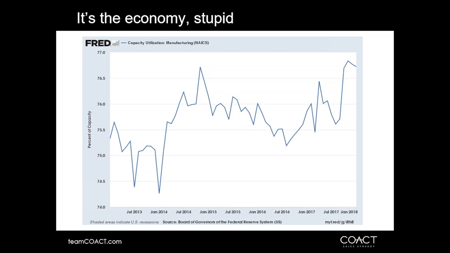The average is usually between 74, 75%. You can see we've been above that for now a few years, and over the last few periods, we're starting to tick up into the high 70s with a little bit of a decline just recently, which is interesting. We'll see where that goes.